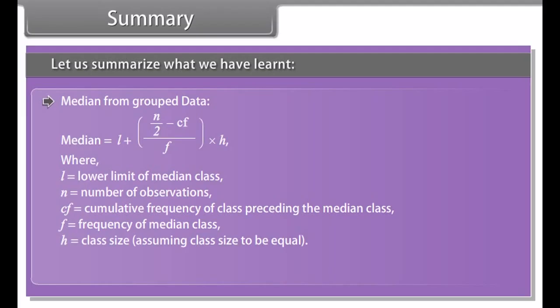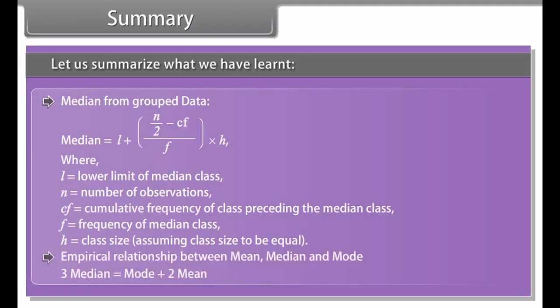A is assumed mean. The formula of mean for step deviation method is assumed mean plus h multiplied by summation of the product of fi and ui divided by summation of fi, where h is the class size. ui equals xi minus a divided by h.